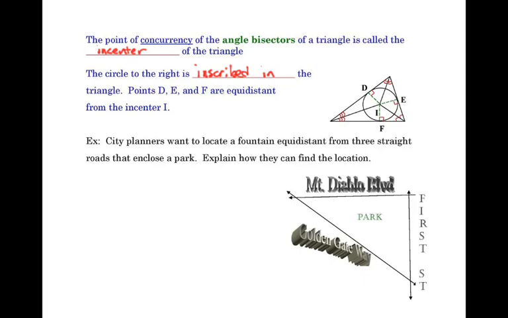Here's an example. A city planner wants to locate a fountain equidistant from three straight roads that enclose a park. Explain how they can find it. What we're looking for is somewhere where I can put a circle inside this triangle. It's the same process as up here. I need to figure out the angle bisectors. If I bisect the angles, then the point where they cross, that incenter, will allow me to sketch a circle inside that is the same distance from all the roads in this case. Again, that's called the incenter.